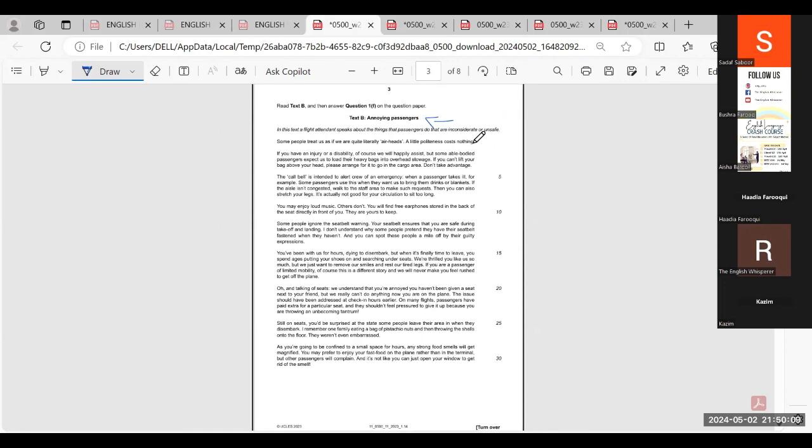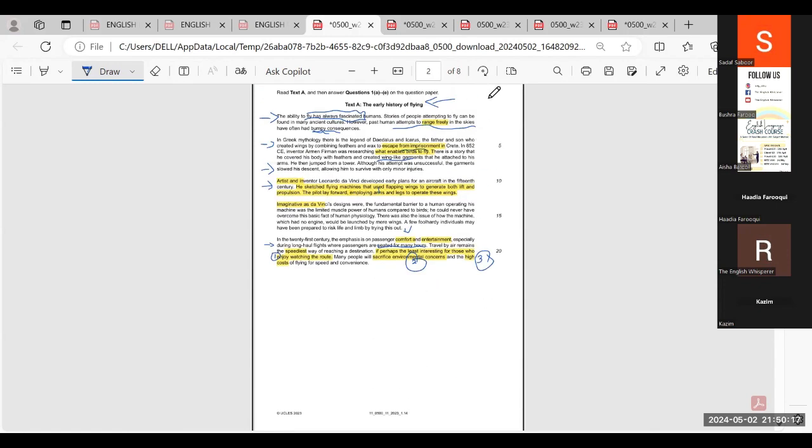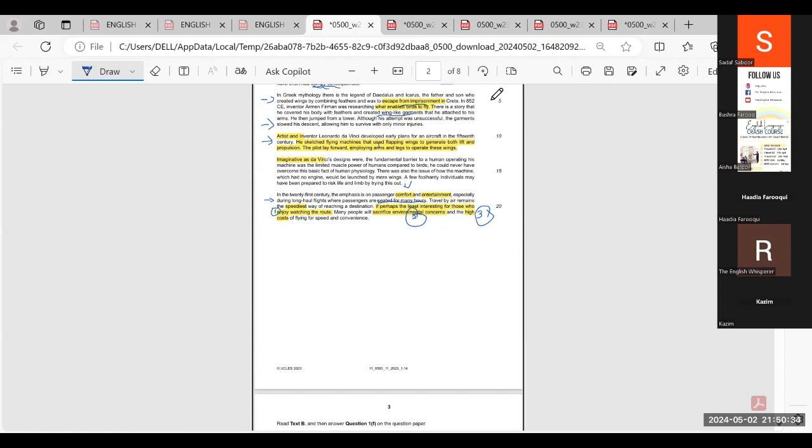Text B is always written in a style that is more discursive in nature. Text A is always something more informative, something that just reports facts. It's more like an encyclopedia, they've listed facts.